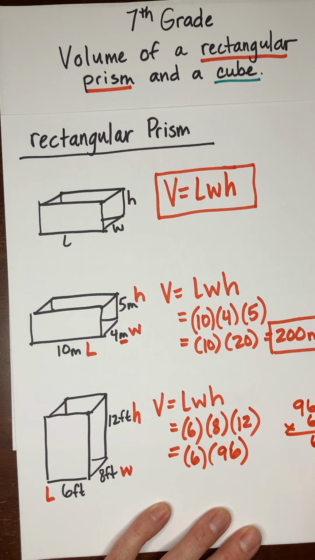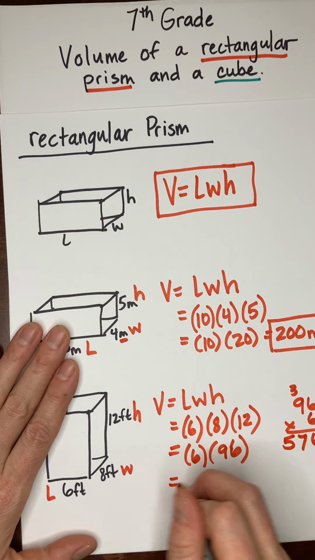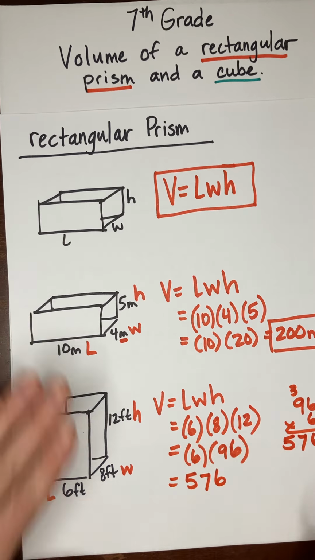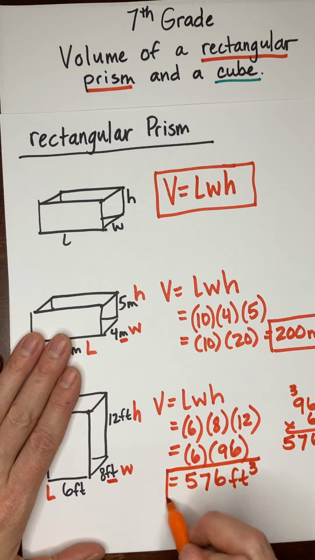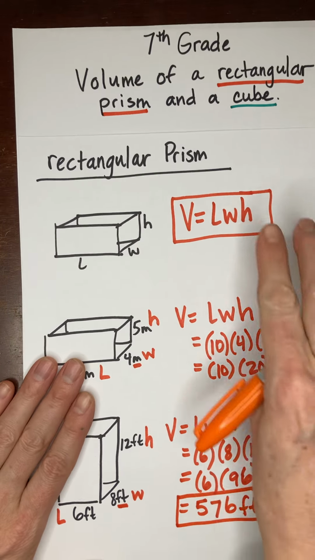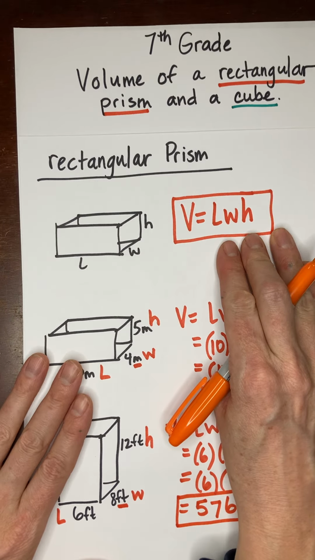So 6 times 6 is 36. 6 times 9 is 54, plus 3 is 57. So 5, 7, 6. I need my units, which are feet. And we're talking about volume, so it's cubed. Okay, so rectangular prism, the volume, length times width times height.